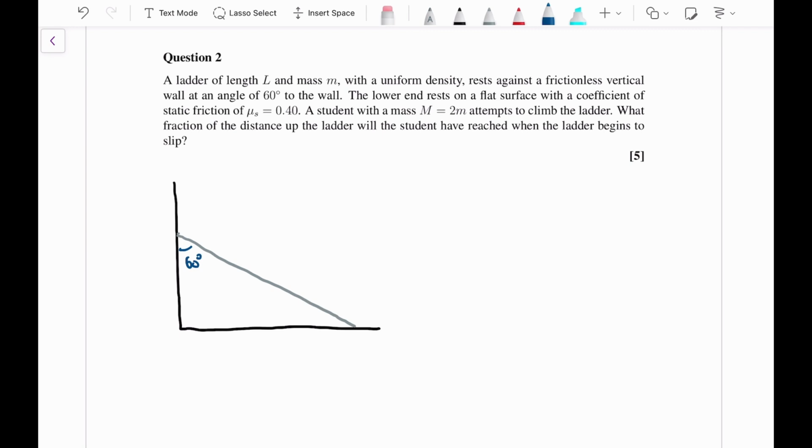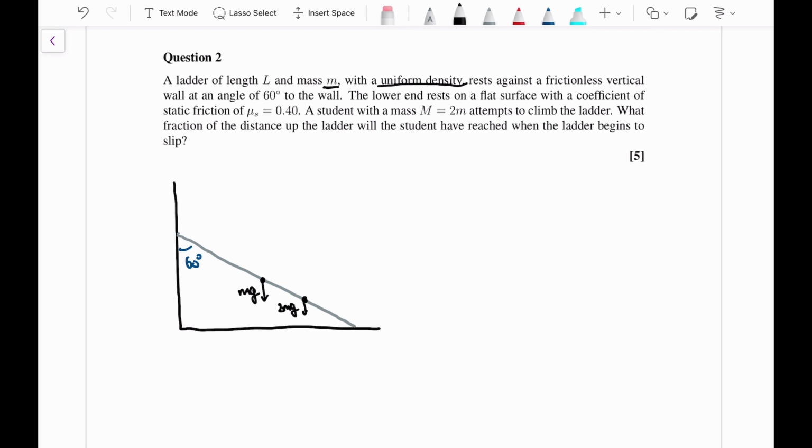Let's label the forces first. What we know is that the ladder of length L and mass m is of uniform density. So we can say the center of mass of the ladder is basically at the center of the ladder. And the force acting downwards, basically the weight, will be mg. And the student will be somewhere over, let's say over here. And then his or her force acting downwards will be 2mg.